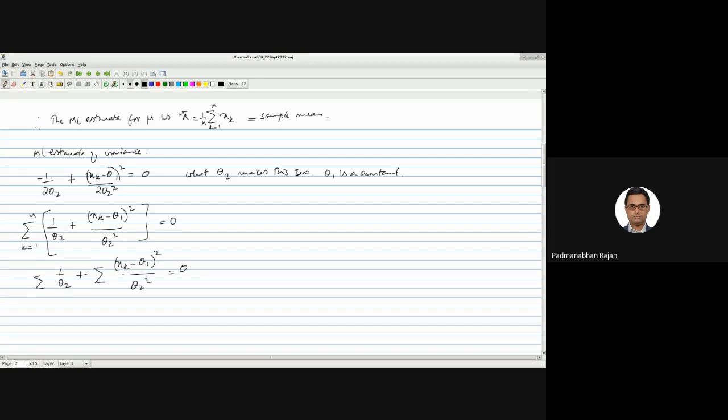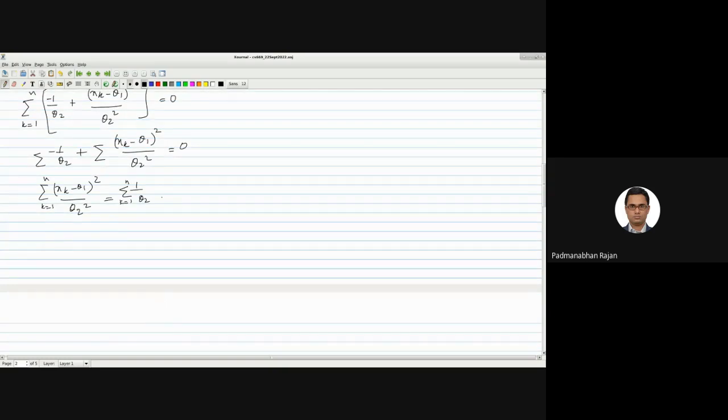Is there a negative term somewhere? Yeah, this minus. This is minus. So this gives me summation of (xk minus theta 1) whole square by theta 2 square is equal to summation 1 by theta 2, k goes from 1 to n.